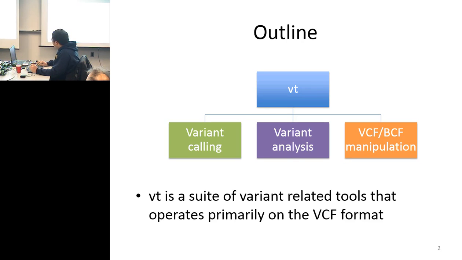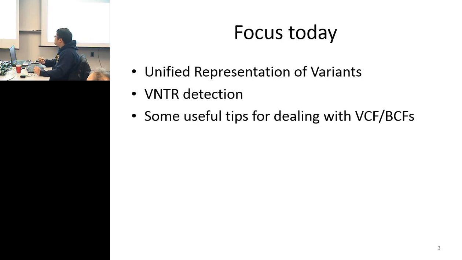Okay, so the focus today, I'll be talking first about something called the unified representation of variants, which is actually an aspect of variant calling itself. Because when you're calling a variant, you have to represent it, and it has to be in a consistent fashion. Another part I'm going to talk about is variable number of tandem repeat detection, which also includes short tandem repeats. Okay, and also some useful tips for dealing with VCFs and BCFs using VT itself.